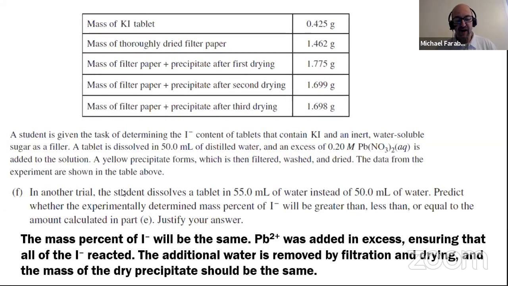So the mass percent of iodide should remain the same because lead was added in excess, ensuring that all of the iodide reacted. Any additional water is going to be removed by filtration and drying, and the mass of that dry precipitate should be the same.